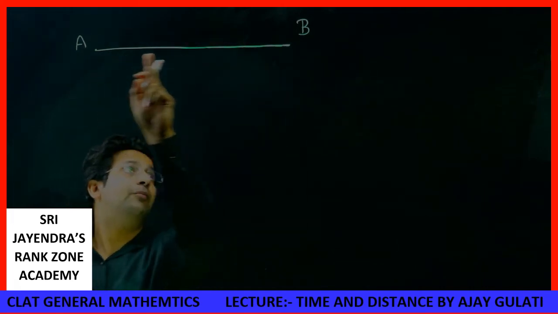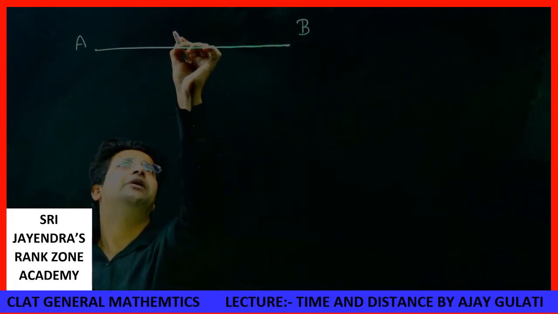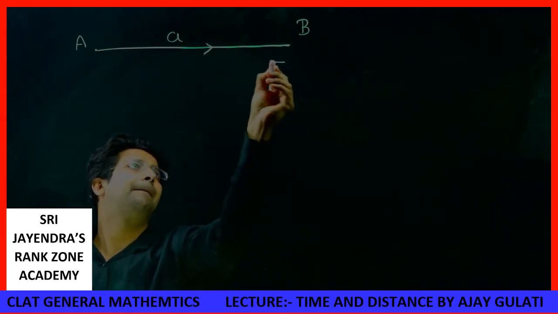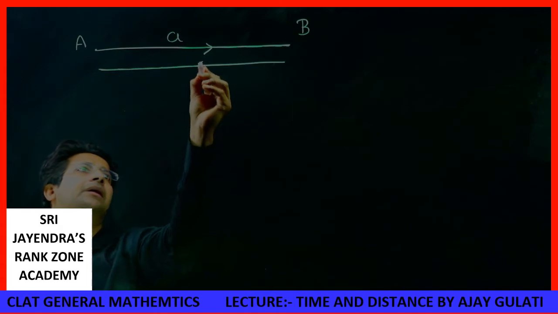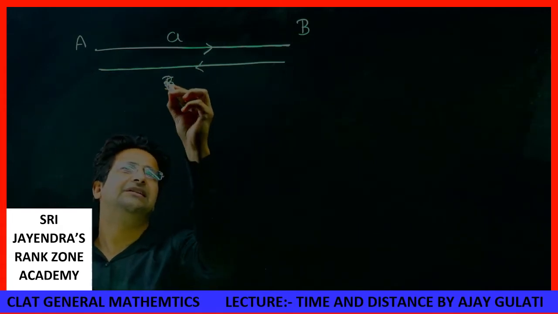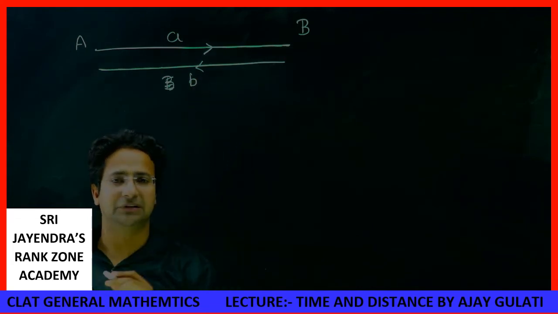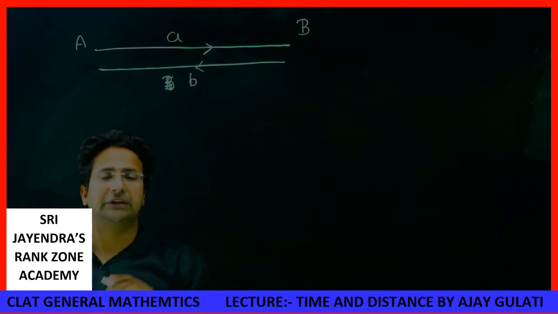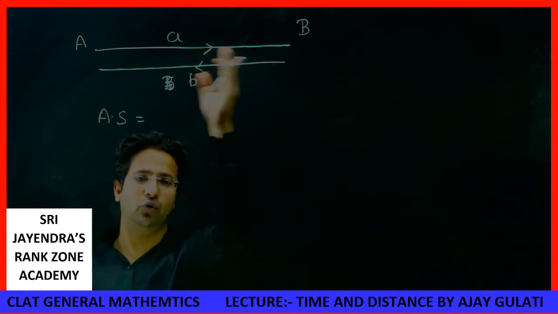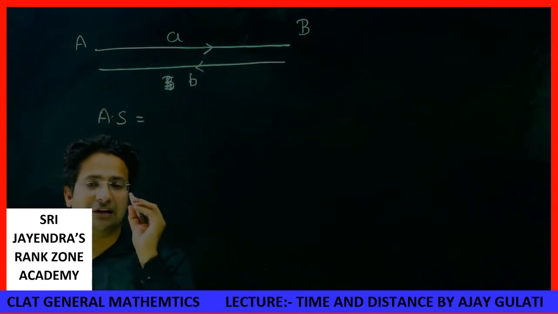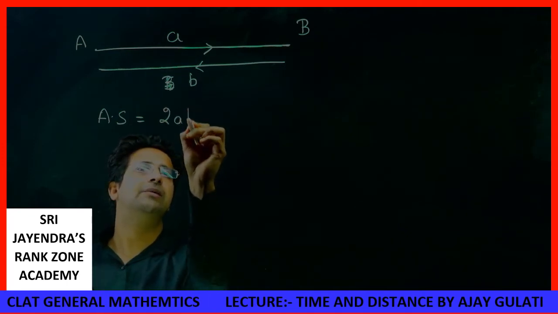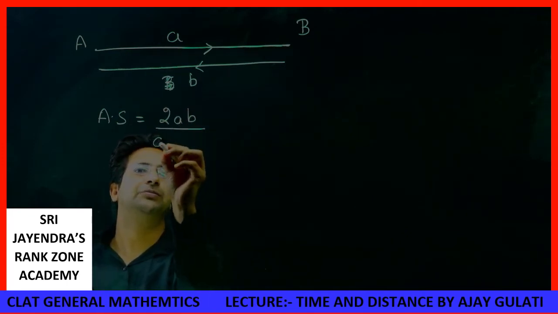If I move from point A to point B, let's say at a speed of a kilometer per hour, and then I come back at a speed of b kilometer per hour. Let's say this is small b. Then what is my average speed for this to and fro motion, that is going and coming back? In such a case, always remember the average speed is 2ab upon a plus b.